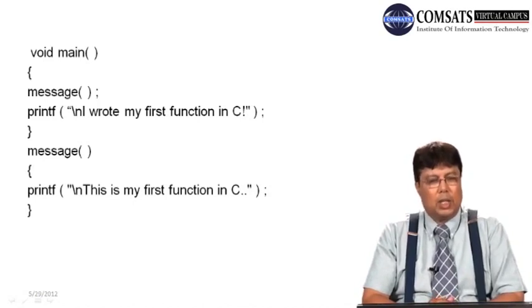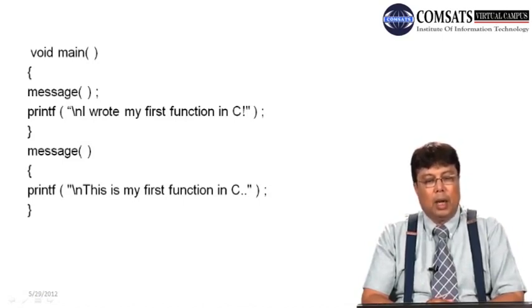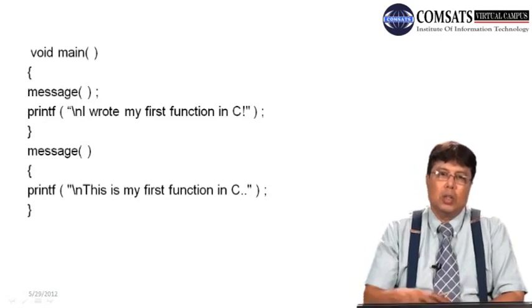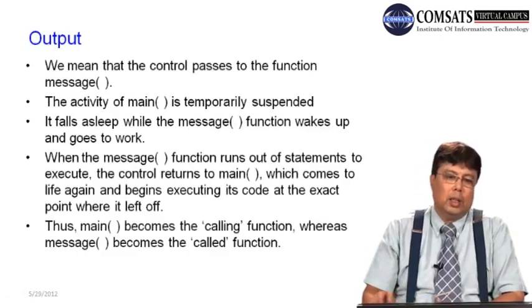Just to give you a taste, this is a very simple main program, void main, and then I've used message. Message is a function, and then we have a printf: I wrote my first function in C. Then we have defined here the message and the details of the message. Message basically is a function that prints a very simple statement: This is my first function in C. So let us see how it works.